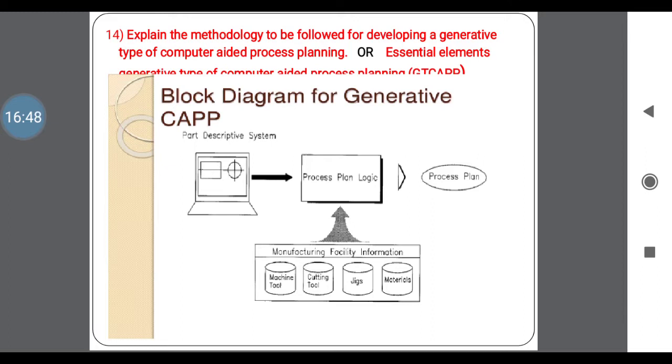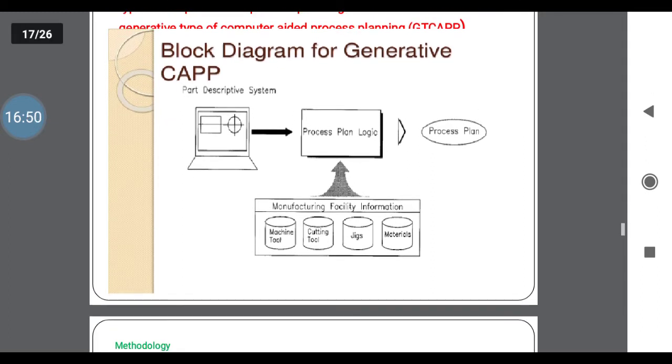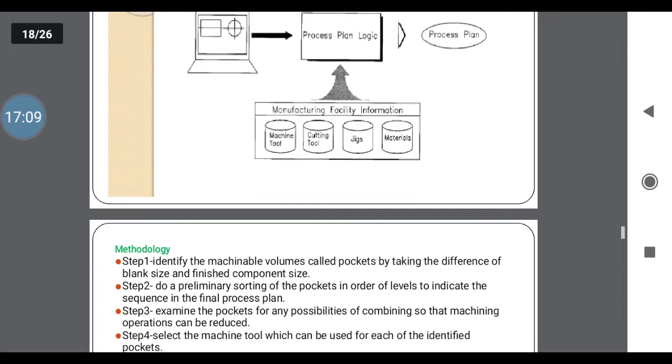These are the 3 main steps. In the logic we have a number of operations, that is machine tool, cutting tool, jigs and materials. These are also connected to the work specification or work analysis, with respect to which work we are doing on that particular selected material for a generative type of CAP.